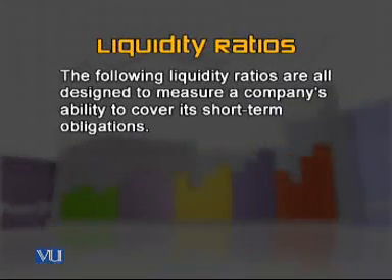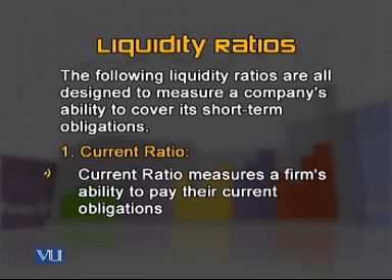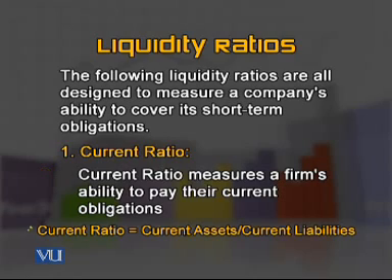And the liquidity ratios are all about measuring a company's ability to cover its short-term obligations. One of the representatives of liquidity ratios is the current ratio. A current ratio measures a firm's ability to pay off current obligations. How do we look at it? Through a ratio or an equation. Simply by dividing current assets by current liabilities, and we reach a result called the current ratio.